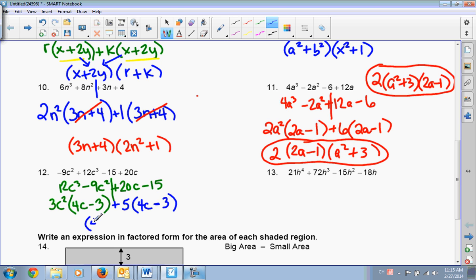So 4c minus 3 is the front parenthesis, and what's our second parenthesis? 3c squared plus 5. Ding ding.